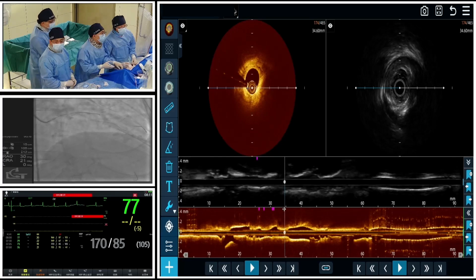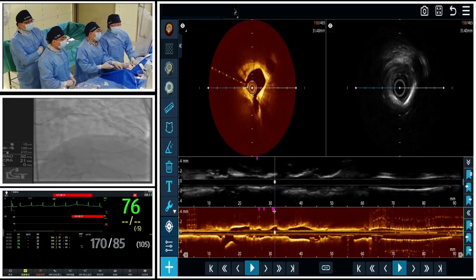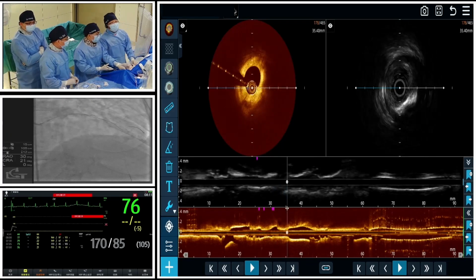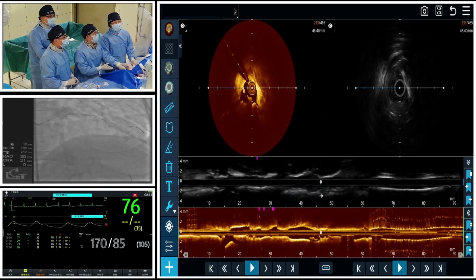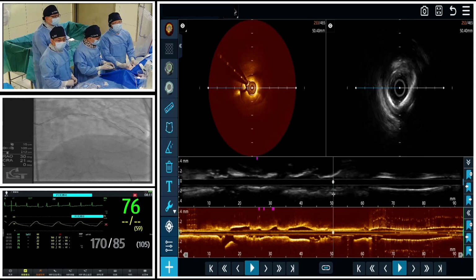Okay, Professor Li, this is a hybrid system pullback of OCT and IVUS. We can see some thick, deep and superficial calcification embracing the whole vessel, especially at the ostium of the circumflex on the contralateral side.